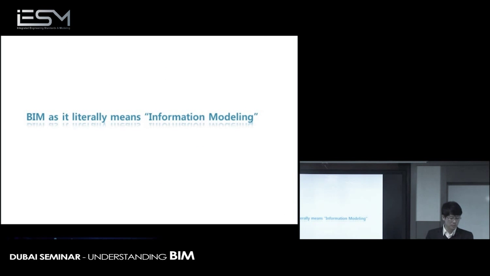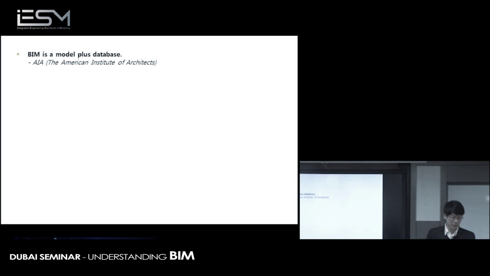Let's talk about BIM, as it literally means information. In terms of information, what is there? Firstly, some general and famous definitions. What is BIM? BIM is a model plus database. That's a very simplified definition by the AIA, the American Institute of Architects.